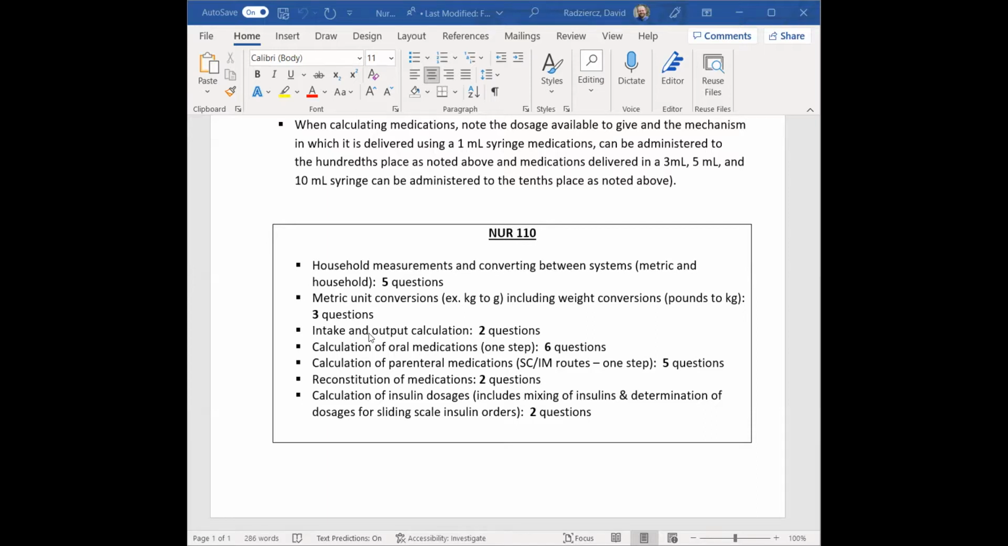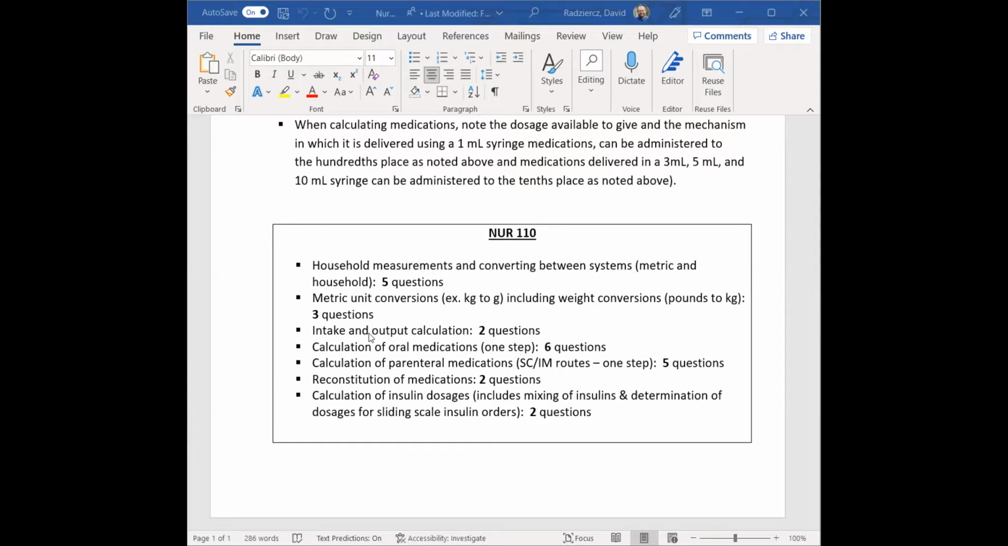You'll have some simple, or one-step, oral medication calculations. Those can include tablets, capsules, and suspensions type questions. Then you're going to do what are called the parenteral medications. Those are very similar to the liquid oral medications, but the way that they're administered is different. So subcutaneous or intramuscular routes. Again, those are considered one-step questions, and we'll practice those. We'll probably do a little bit more practice on those on Thursday.